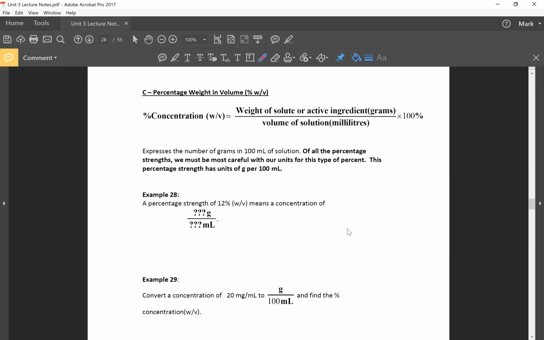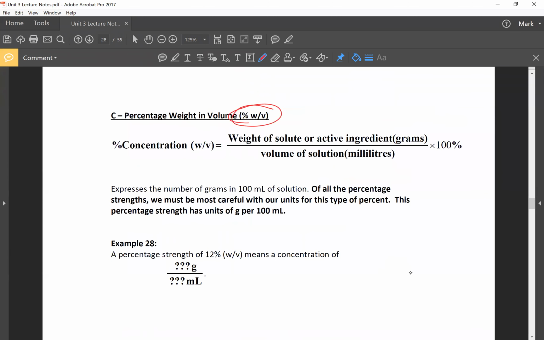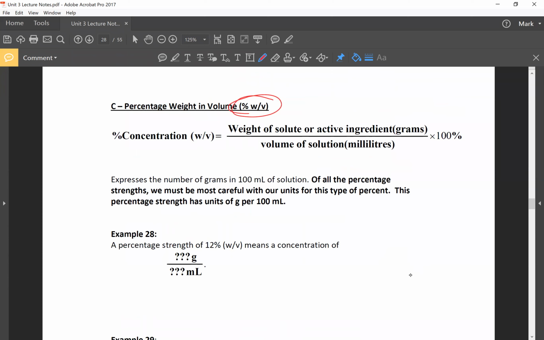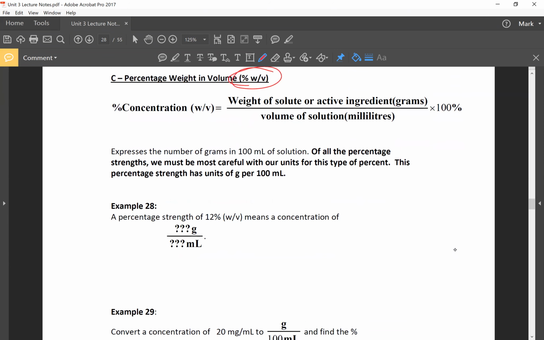So the formula for this, look at how it's written here. It's W over V, so it's W/V. What that means is it's the weight of the solute over the volume. So guys, what I'm writing in red here on the bottom, this explains to you what you're doing.